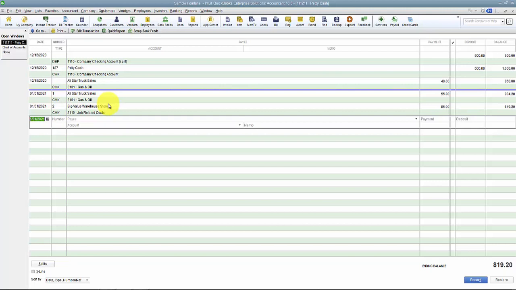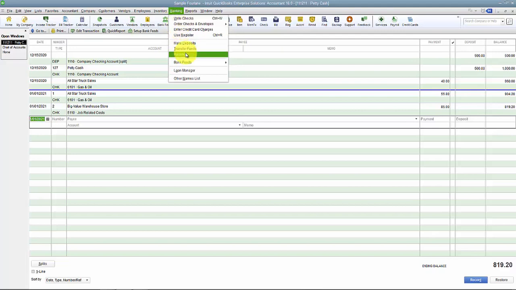Okay, so I'm going to go in and reconcile this account. Normally when we reconcile a bank, we get a statement from the bank. So what I like to do with this, especially if you're an enterprise, is have someone count out the petty cash account and give the total to accounting to reconcile. They count it out, give it to accounting, and say there is $815 in there and 20 cents.